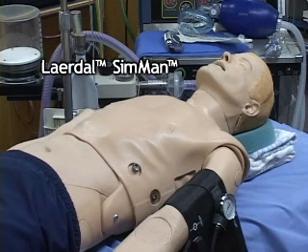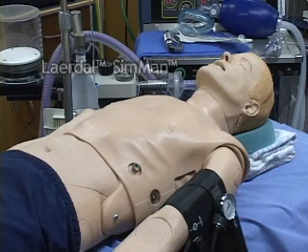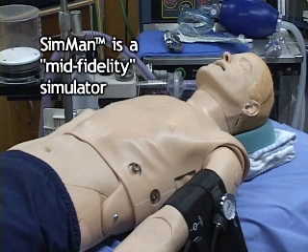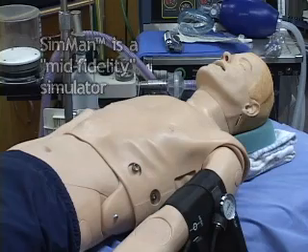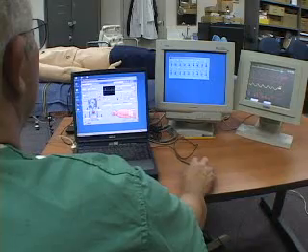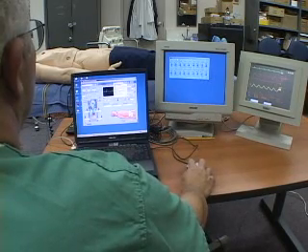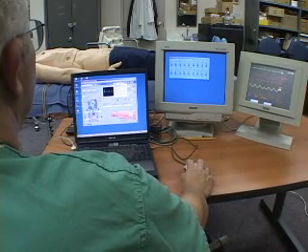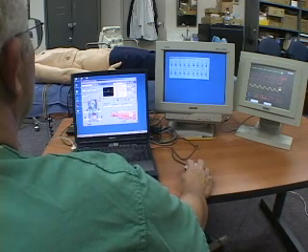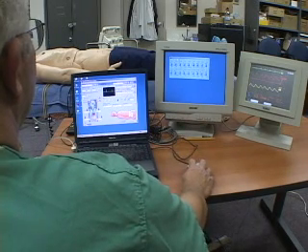SimMan is Laerdal's full-size universal patient simulator. It is one of only 2 commercially available patient simulators on the market today and is characterized as a mid-fidelity simulator. This means that it has fewer lifelike features than does a much more expensive high-fidelity simulator. Another important difference is that SimMan uses special computer-controlled physiological sensors and monitors, whereas a high-fidelity simulator can use off-the-shelf clinical monitoring equipment.